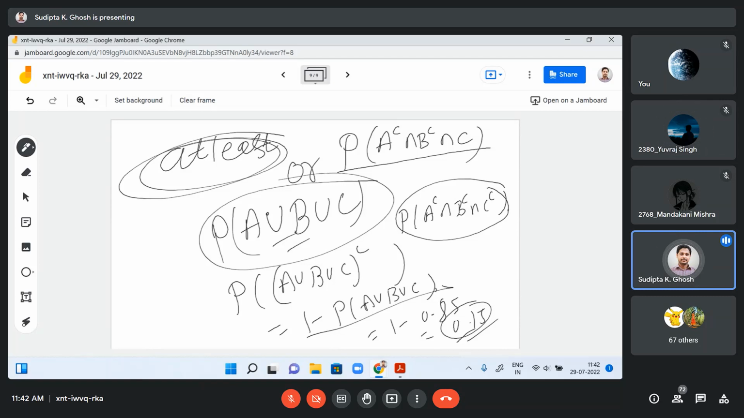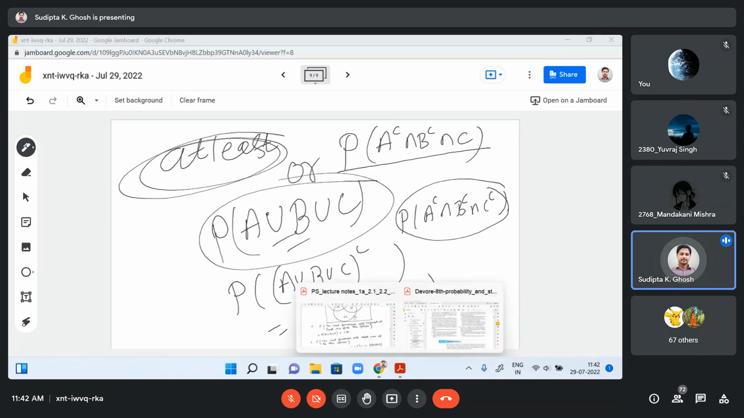Okay. So am I correct? A complement intersection B complement intersection C. That means I can think in this way: the person is not taking GPS, not taking sunroof, only taking automatic transmission. Am I correct? Please tell me. Yes, sir. So that probability I have to consider.